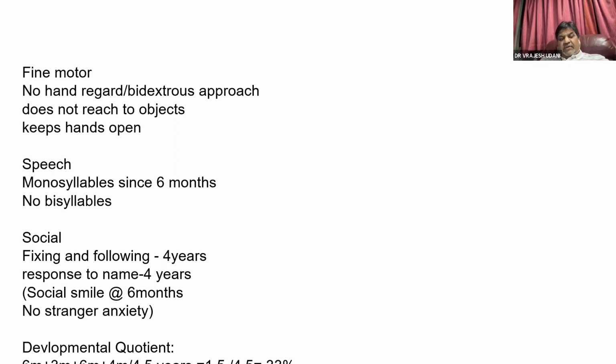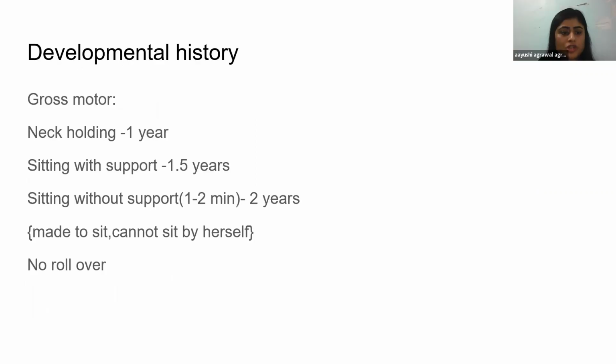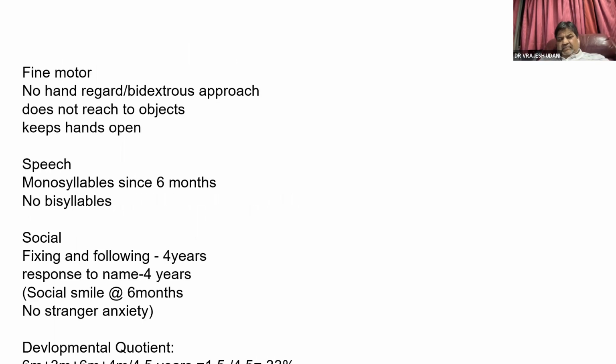And what is the gross motor? Gross motor, she has reached up to sitting with support, to some 9 to 10 months. Correct. So there's a big gap in that. The other thing which is odd is there's no rollover at all. Why do you think there's no rollover? Because of the tone, maybe. Anybody can answer?